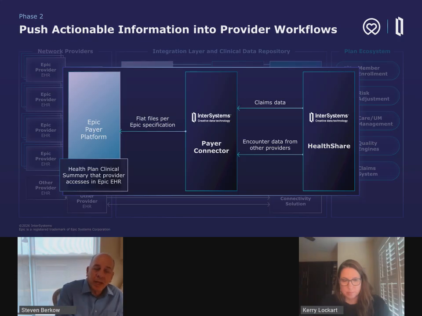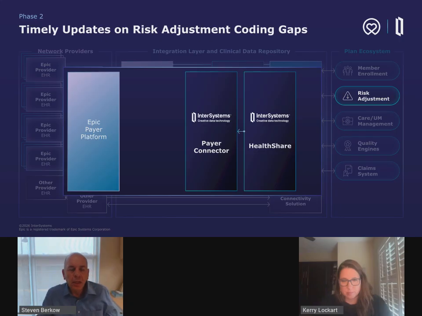And then the end result is Payer Platform can then expose that information in an electronic report within the Epic EHR called the health plan clinical summary. So that's use case number one. Use case number two is almost a specific application of use case number one, and that is timely updates on risk adjustment coding gaps.